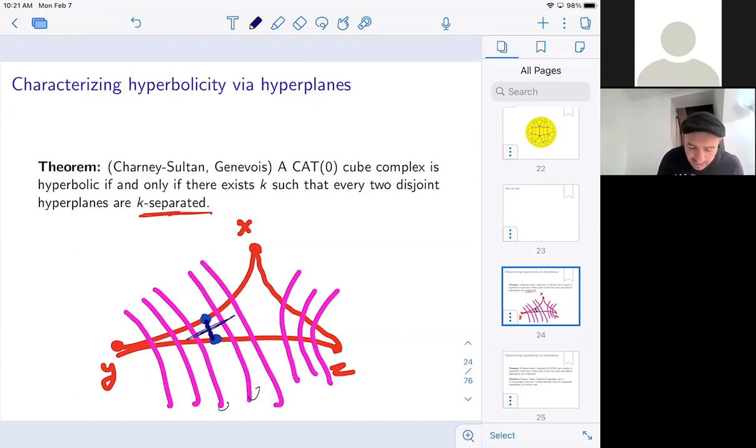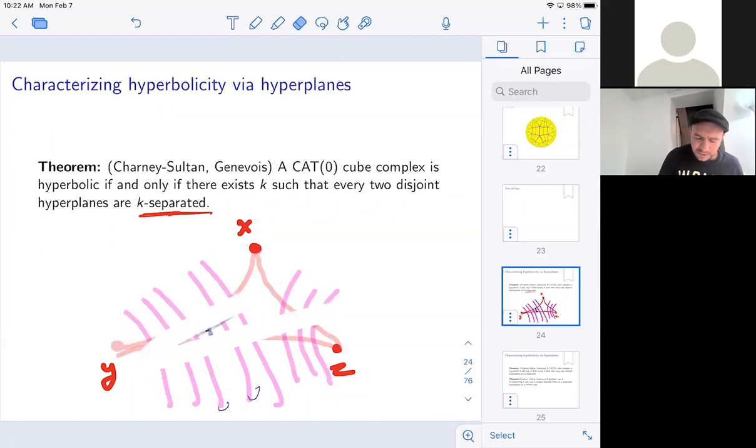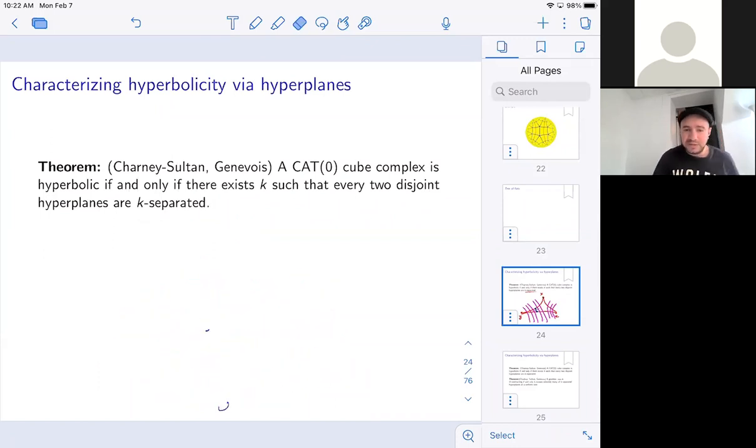The idea is that if you have a hyperplane that separates these two points, then it will have to meet these two hyperplanes, and that shows you that the distance between these two points is at most k. So what we did here was exploit the fact that any pair of hyperplanes being separated really just says that there is some sort of narrow path that goes between them. So that's the idea of the proof. Okay, good. Any questions?